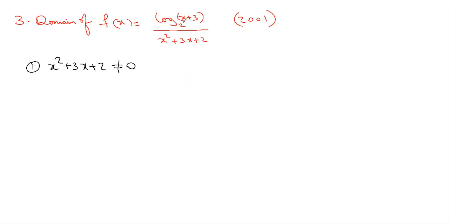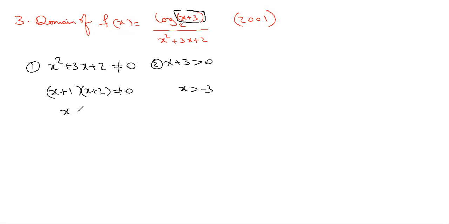And the other one, the log condition: the input for log should be greater than 0. x plus 3 should be greater than 0. Only two conditions we have. If you simplify, x plus 1 into x plus 2 not equal to 0, and x greater than minus 3. So x not equal to minus 1, minus 2. x greater than minus 3 means minus 3 to infinity. But x not equal to minus 1, minus 2 means we need to remove that minus 2 and minus 1.